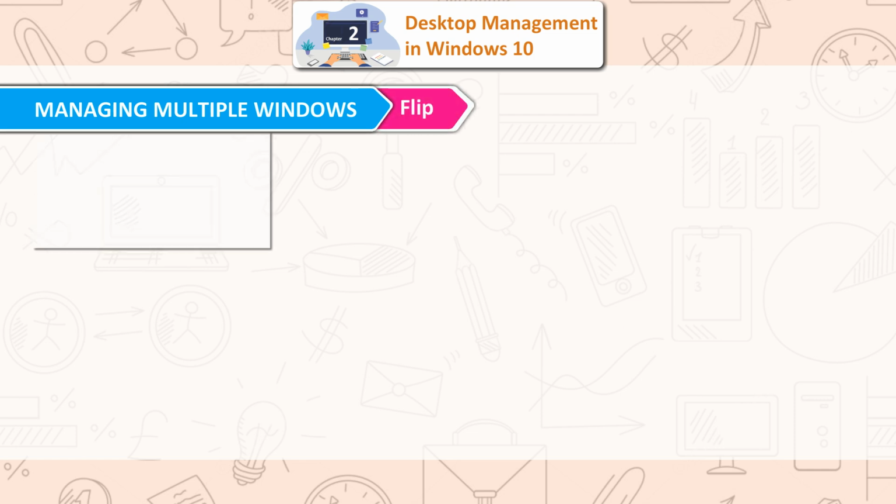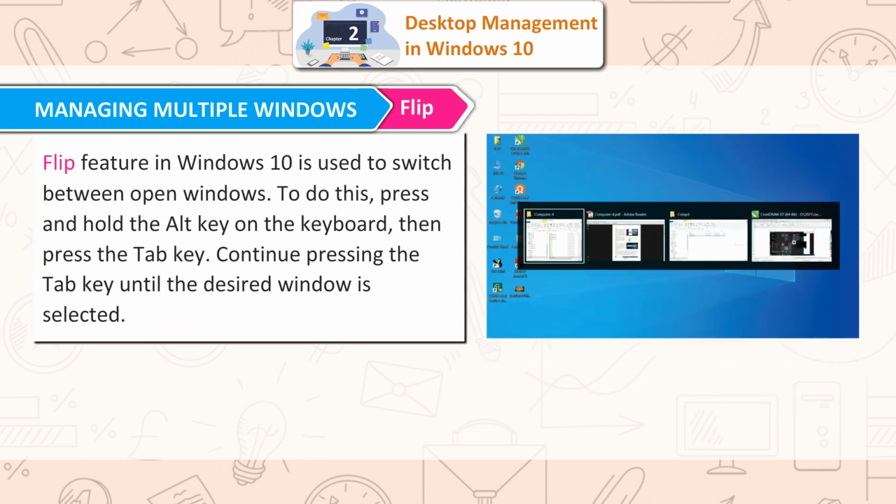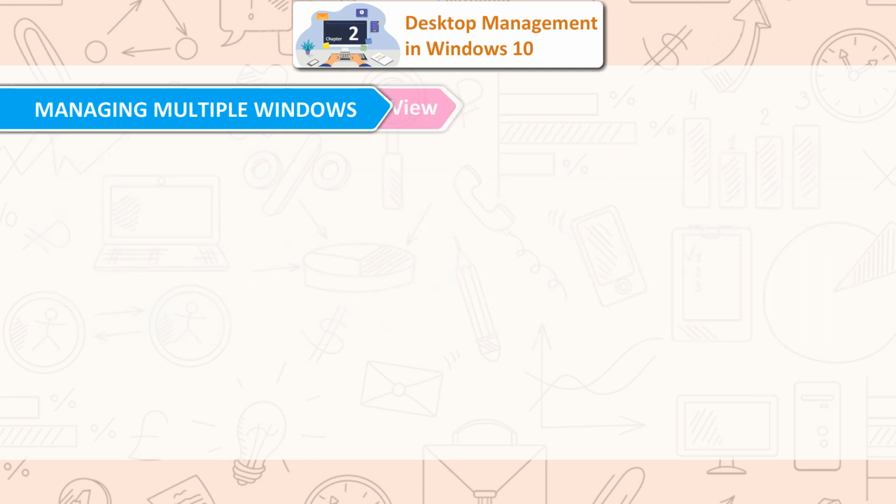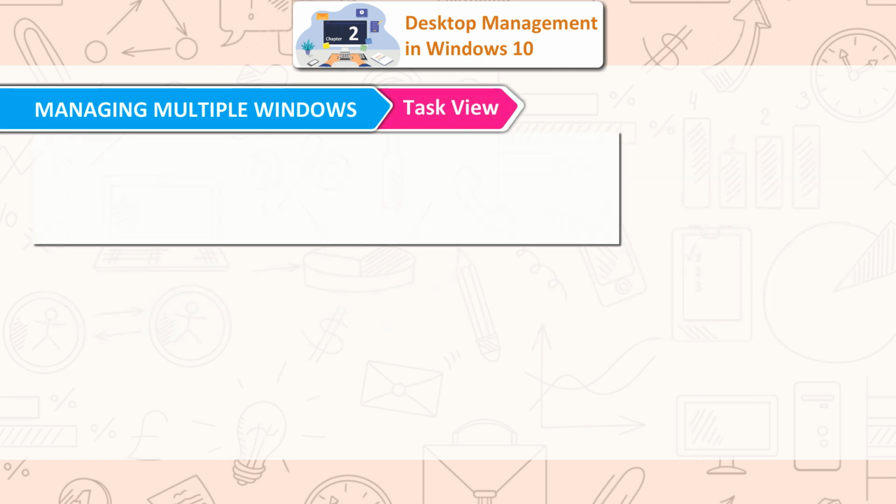Flip. The Flip feature in Windows 10 is used to switch between open windows. To do this, press and hold the Alt key on the keyboard. Then press the Tab key. Continue pressing the Tab key until the desired window is selected. Task view.